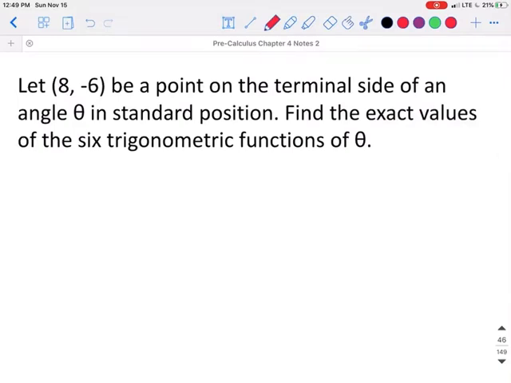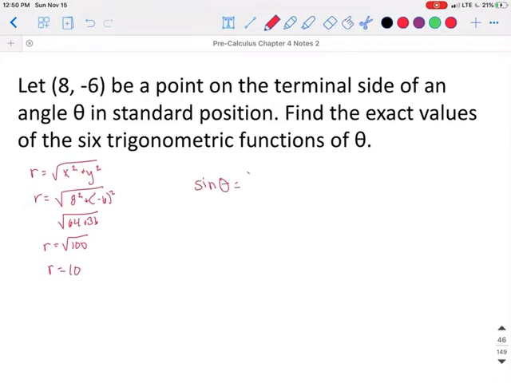Let (8, -6) be a point on the terminal side of an angle theta in standard position. Find the exact values of the 6 trig functions of theta. Since our r value is a radius, it's a distance, and distances cannot be negative, so the r value will always be positive. But we need to find that r value first. We know r is equal to the square root of x squared plus y squared. So we do 8 squared plus -6 squared, or 64 plus 36. So r is equal to the square root of 100, or r is equal to 10.